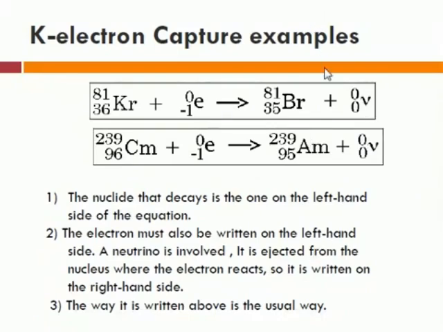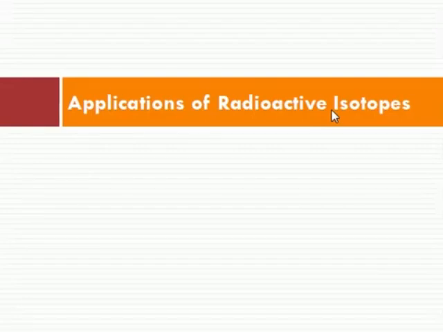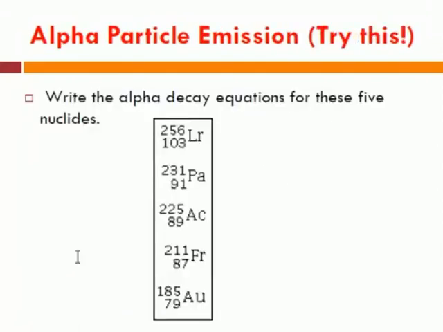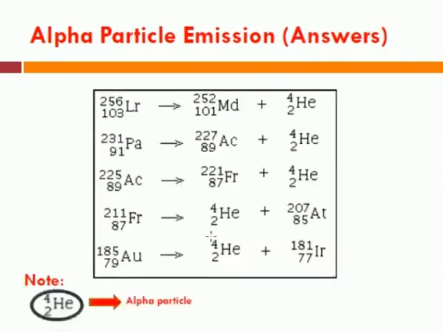So let's proceed with the examples. Let's proceed with the alpha particle emission example. Write the alpha decay equation for these 5 nuclides. So here's the answer. The first step for alpha particle emission is to write the alpha particle on the right side of the equation.